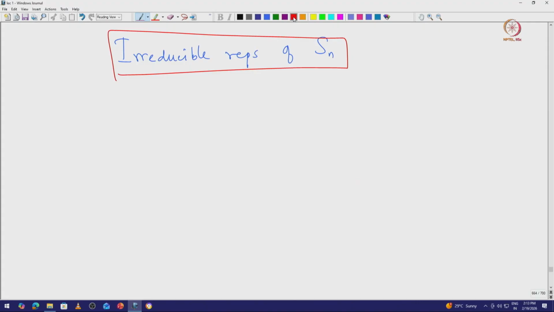Welcome back everyone. In this lecture I will construct the irreducible representations of Sn. So, let us begin with the definition of tabloid. Let us recall that we defined all these lambda tableaus.